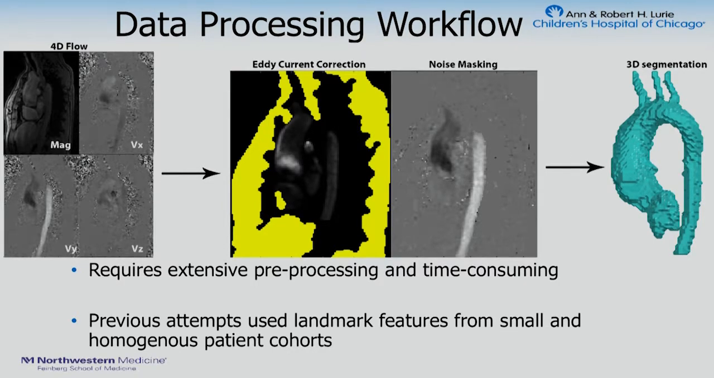Previous efforts at automated methods attempted to derive generalizable landmark features from small and homogeneous patient cohorts. However, translation of such features to larger cohorts with heterogeneous patient populations can be challenging due to the high variability in aortic shape, size, and geometry.